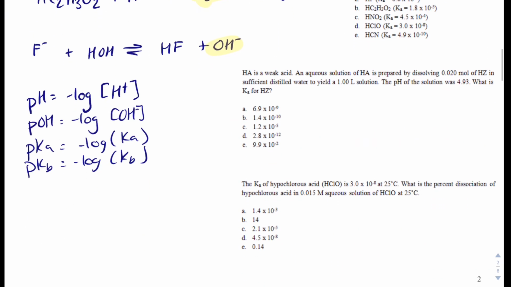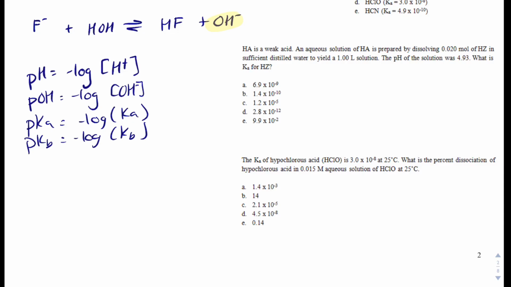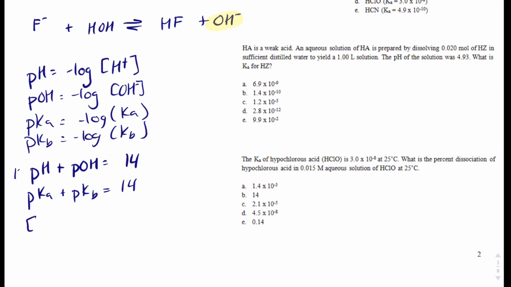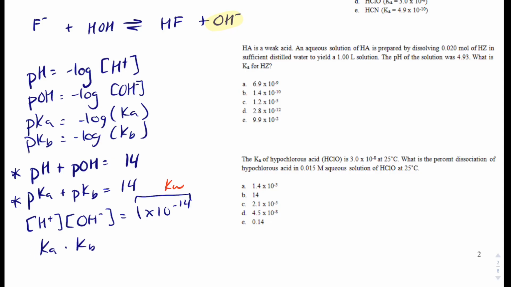Other things that are going to be important that you'll probably know, but some of them maybe we don't use as much as others, is that pH plus pOH equals 14. And additionally, pKa plus pKb equals 14. And the reason why both of these are true is because H plus times hydroxide concentration equals 1 times 10 to the minus 14. This number is called Kw. And additionally, Ka times Kb equals 1 times 10 to the minus 14 as well.